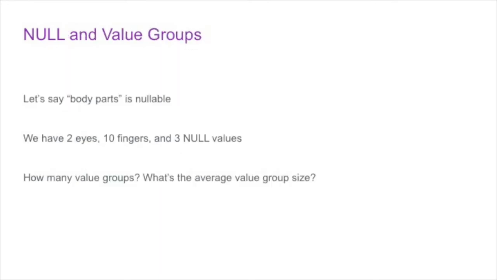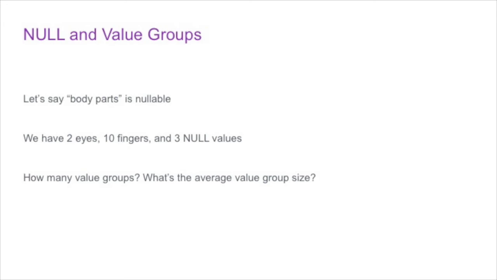Null and value groups. Remember we talked about average value groups. Let's say body parts is a nullable field. Let's say we have 2 eyes, 10 fingers, and 3 null values. Literally we have left eye, right eye, index finger, left, and then 3 null values. These are our rows. We have 15 rows.